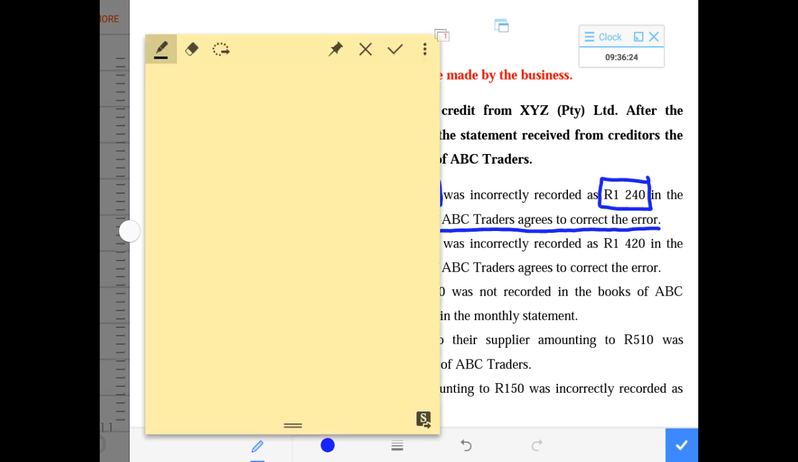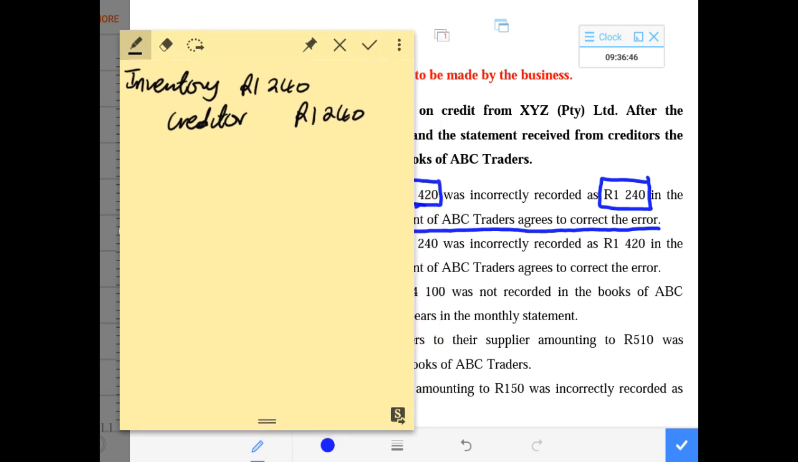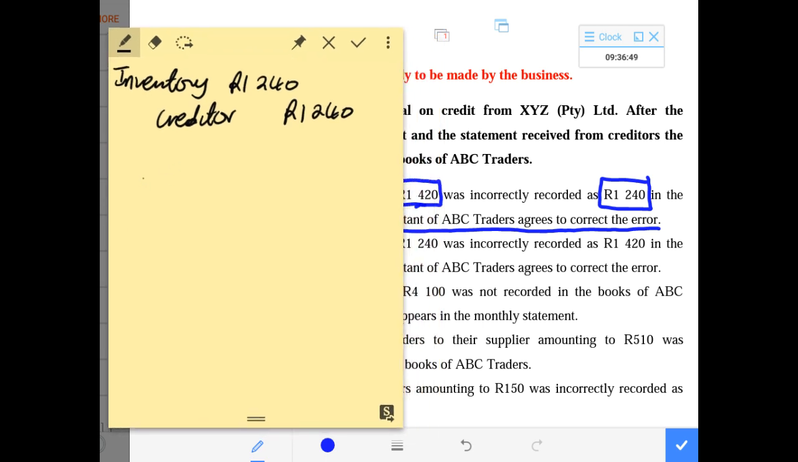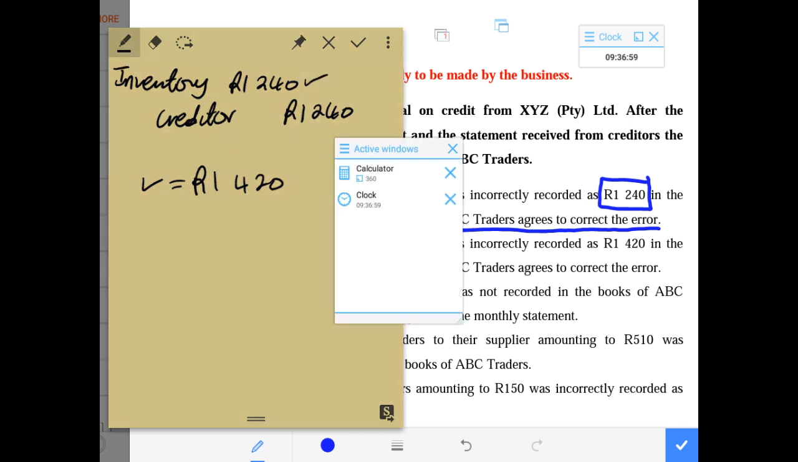Now if it's underestimated, we first have to record what was done. Remember, this was a purchase of inventory. And if we buy inventory, we increase inventory on the debit side. So they debited inventory, then credited the creditor, and the amount is 1,240. Remember, the correct amount is 1,420 rands. So we can see that what is recorded is underestimated.